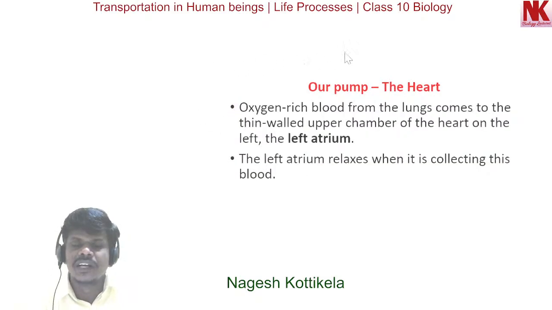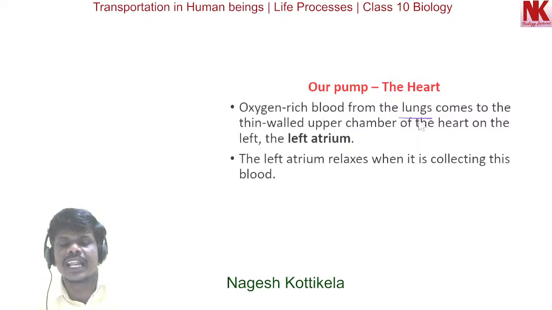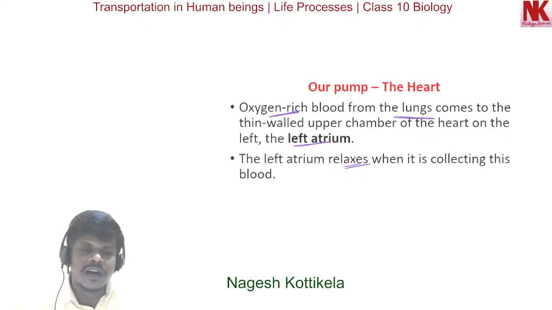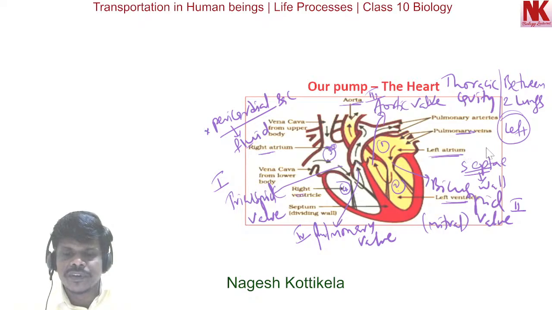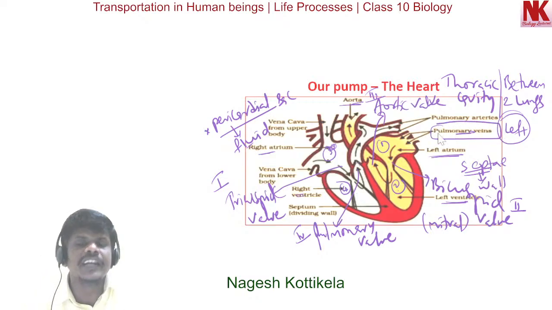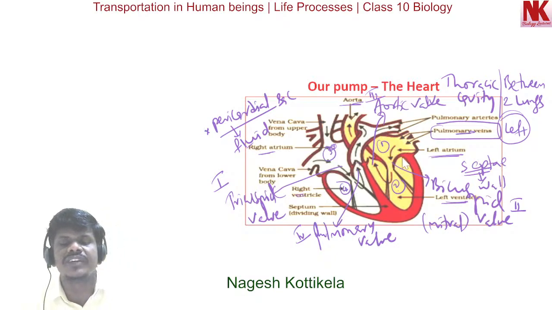Now here, the oxygen-rich blood from the lungs comes to the thin-walled upper chamber of the heart, that is the left atrium. The left atrium relaxes when it is collecting this blood. You can see here in this picture, these are the pulmonary veins. They bring oxygenated blood from the lungs into this left atrium.